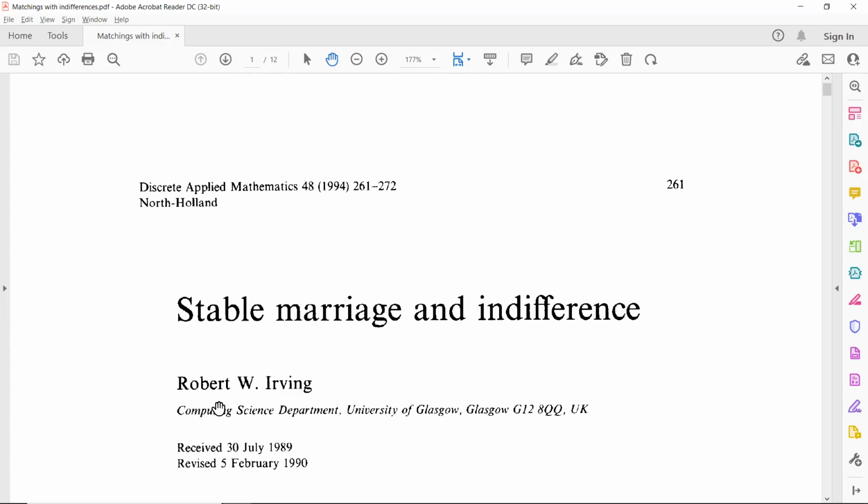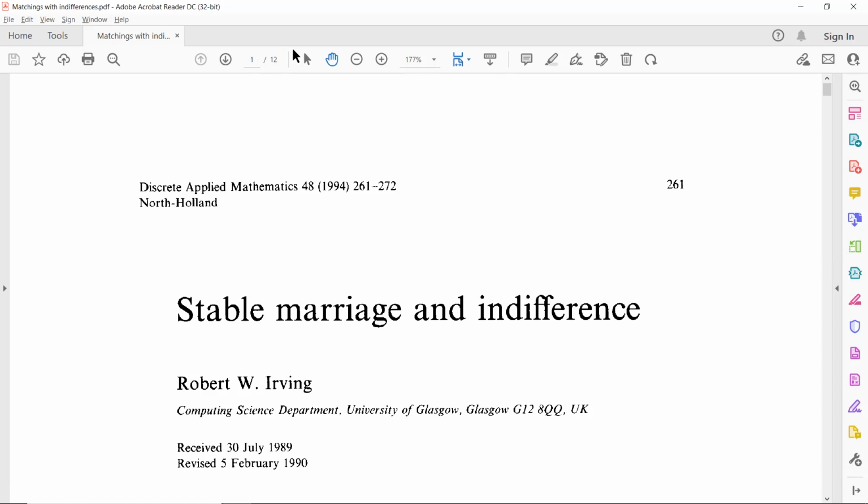So today I plan to discuss the following paper. Maybe I'll first share the screen of that for a second so that you can see it. This is the paper. It's by Robert Irving, who is very well known in this area of stable matchings. We are going to discuss stable marriage, where we have lists and the lists have indifferences. First we're going to describe the problem.